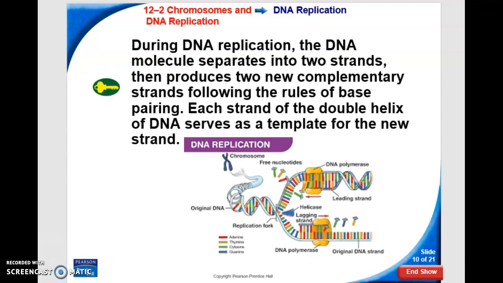So a key concept is that during DNA replication, the DNA molecule separates into two separate strands, and then it makes two complementary strands following the rules of base pairing. Now, when we talk about the rules of base pairing, this is when I say that A has to pair with T, and G has to pair with C. Each separate strand is going to act as a template for the brand new strand. And then after replication occurs, you have two exact copies of that DNA.